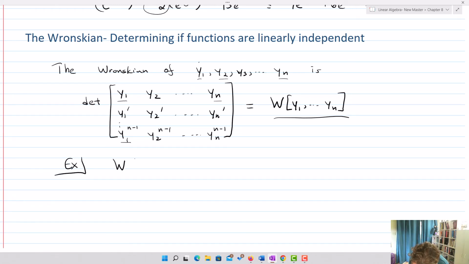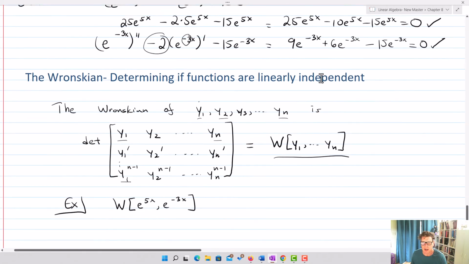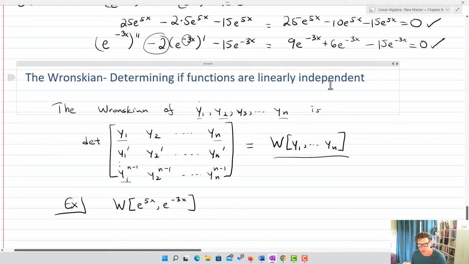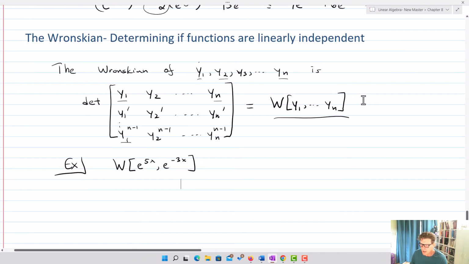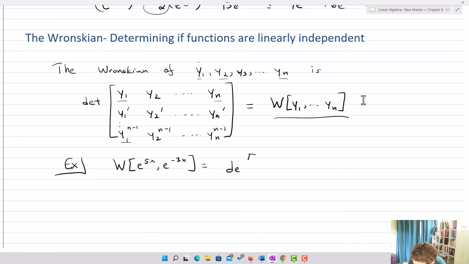Let's take an example because I think that's probably the easiest thing to do. We want to find the Wronskian of e to the 5x and e to the negative 3x. Remember, those are the two functions that we got as a solution to our earlier problem. So we're going to set up the matrix and find the determinant. We're going to have e to the 5x and e to the negative 3x at the top.